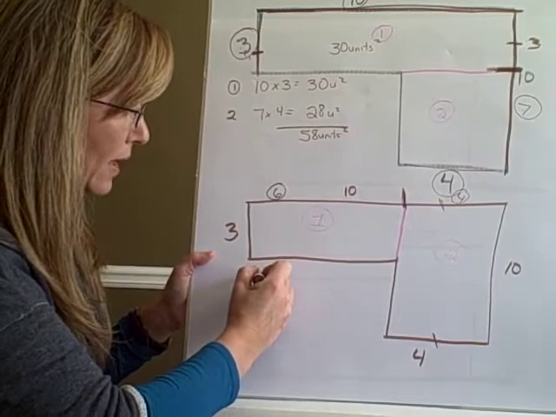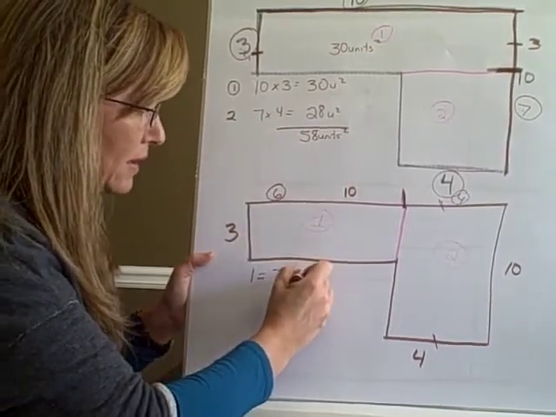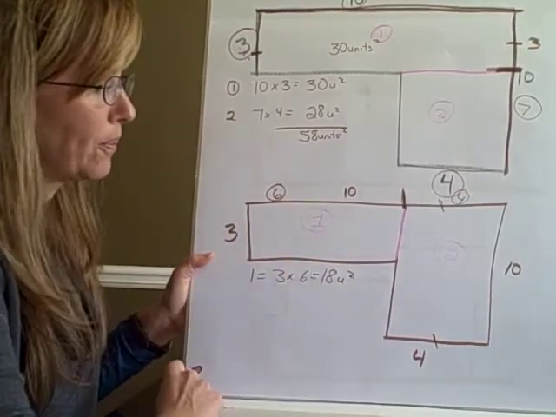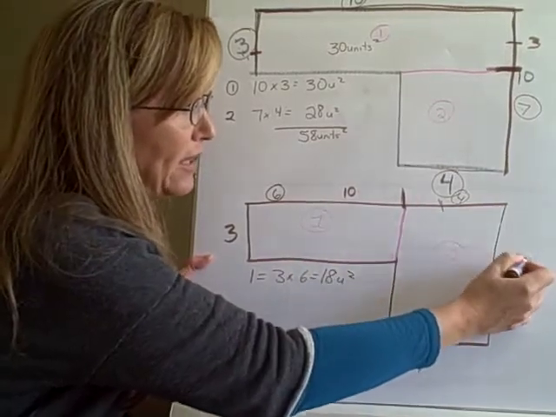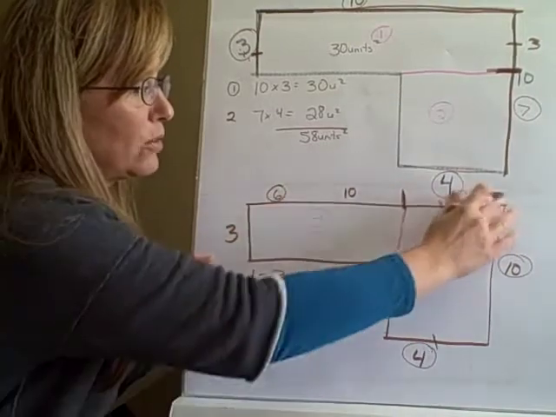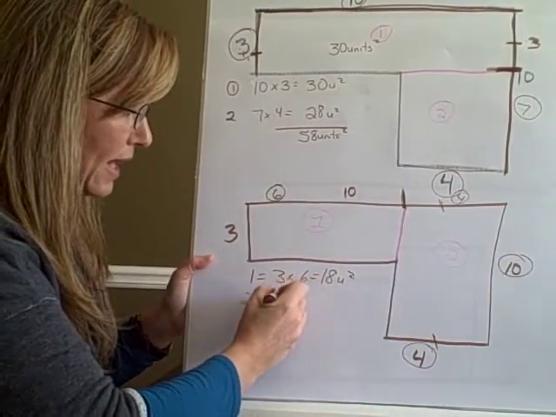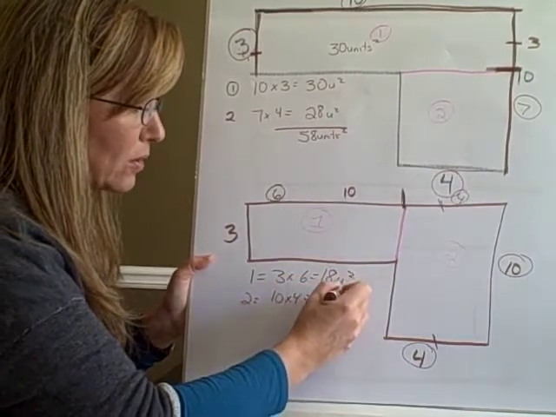So shape 1 would be 3 times 6, and that equals 18 units squared. Shape 2, if I look, I've got a 10 here and the 4 here. I don't want to use this 10 because that's this whole shape. So shape 2 is 10 times 4, which is 40 units squared.